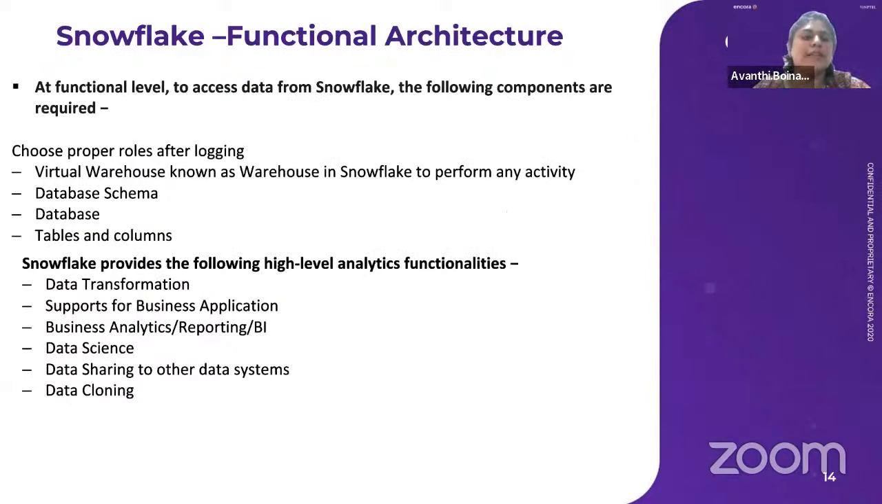Next, coming to the other content, that is the functional architecture of Snowflake. Let's discuss the functional architecture. At the functional level, to access data from Snowflake, the following components are required. We need to choose proper roles after logging in, and a virtual warehouse, known as warehouse in Snowflake, to perform any activity. So first we need to choose the virtual warehouse, database schema, database, and specific tables and columns. Everything should be in a sequential order.